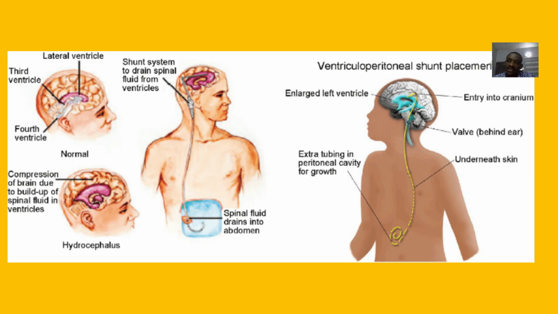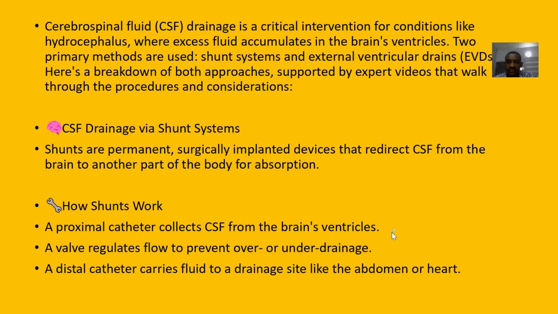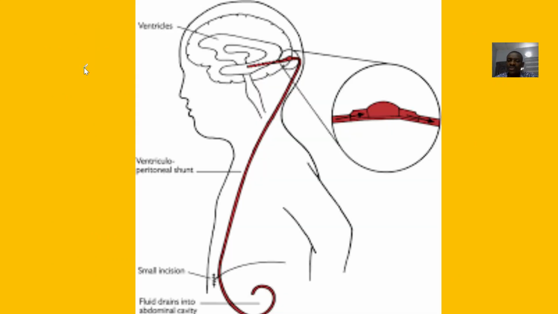So there's a way you might want to do a surgery. Tap from here, drain it down to the peritoneal cavity. This is simply what's known as CSF drainage, using shunts or catheters. It's a critical intervention for conditions like hydrocephalus. Mostly you want to drain this if the cerebrospinal fluid levels in the brain, that's the ventricles, are too much.